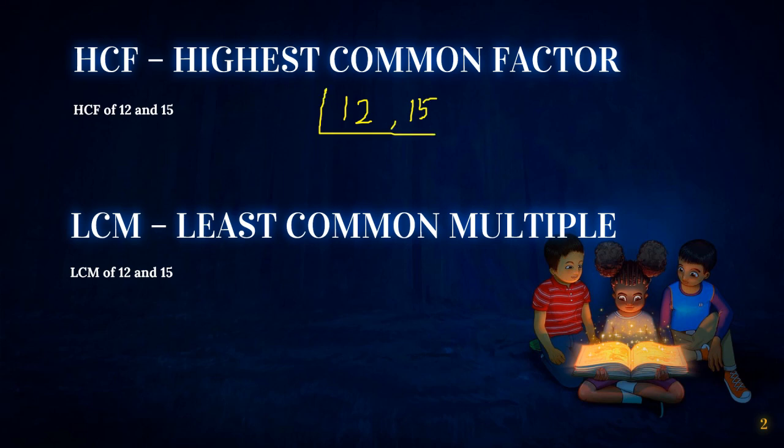Suppose I'm going to consider a number by which both 12 and 15 are divisible. If I take 2, 12 is divisible by 2 but 15 is not divisible by 2, so I won't take that. The next prime number is 3. 12 is divisible by 3 and 15 is also divisible by 3. So I'll take 3 here. When I take 3, 12 divided by 3 gives me 4 and 15 divided by 3 gives me 5.